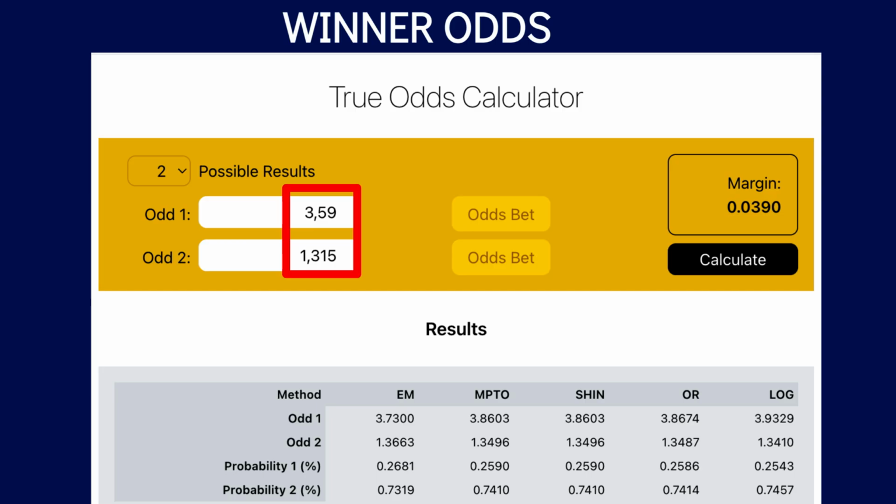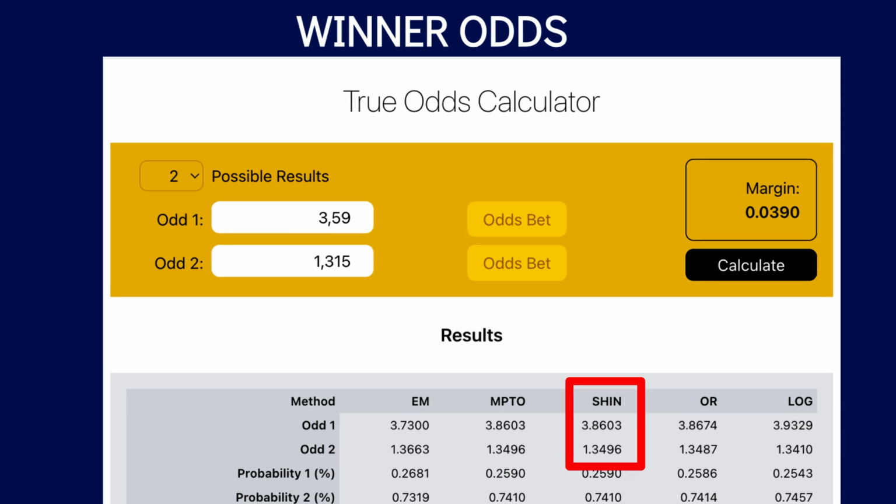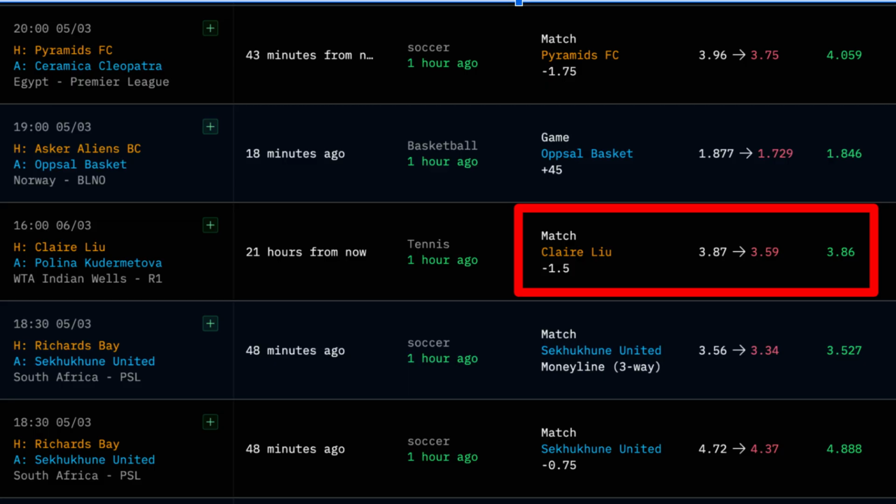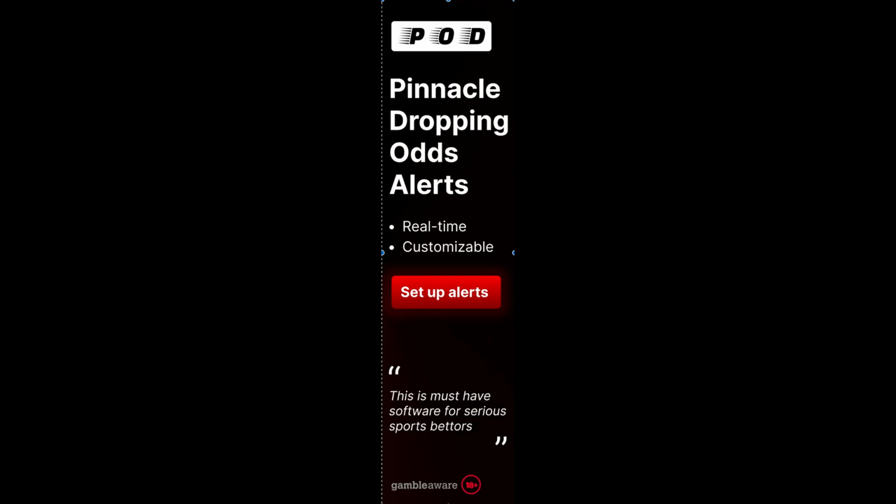1.315. Now if we go over to winner odds and we put them into the calculator, we're going to be using Shin because that's my preferred choice, and you can see now that the Claire Lou odds without any kind of vig are 3.86. Just to confirm this, we go back over to Pod and you can see there it is, 3.86, so we know that they've calculated it correctly.